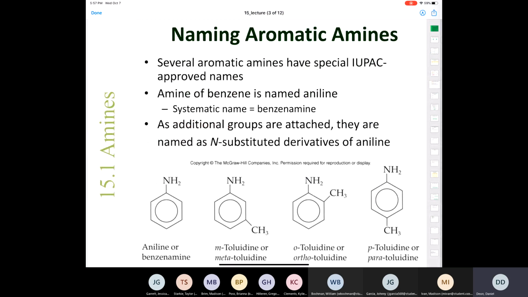But before we do that, I want to talk about naming aromatic amines. Several aromatic amines have special IUPAC approved names. The good news is that you already know one of them, right? You already know aniline. We've seen that molecule enough. Every once in a while I have a student that says, Mr. Dean, I Googled this compound on Wikipedia, and it had like 16 names or something crazy. I mean, I'm exaggerating, but if you were to call it benzenamine, it technically is not an incorrect name. I wouldn't say it's widely used.